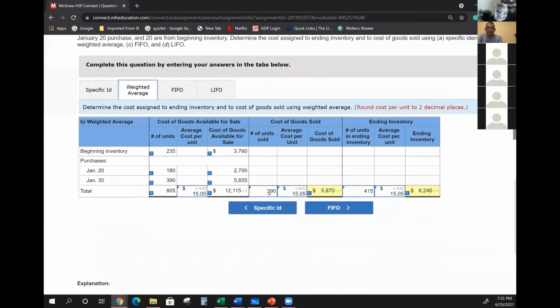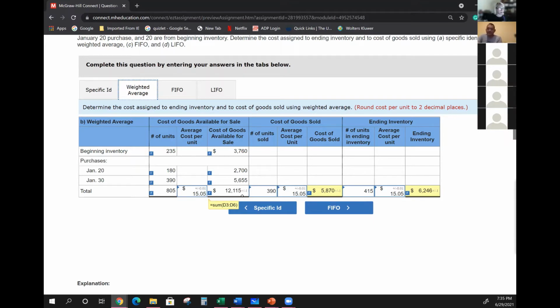So I'm just taking the average and looking at this. How many units did I have total? What I started with, plus what I purchased. So I had 805 units. And out of that 805, what is my total cost? $12,115. So you're just finding the average from that information, and that's what you're left with for your cost per unit. Does that make sense? You're basically taking the $12,115 and dividing it among 805 units.